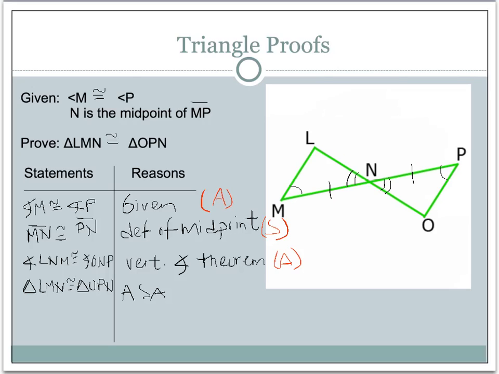And so that tells us those two triangles are congruent, and we proved what we set out to prove. Remember, this should be your last line of your proof. Whatever they ask you to prove should be the very last thing that you have down there.